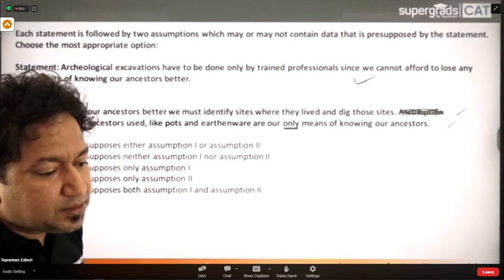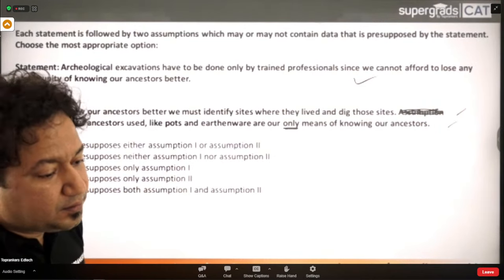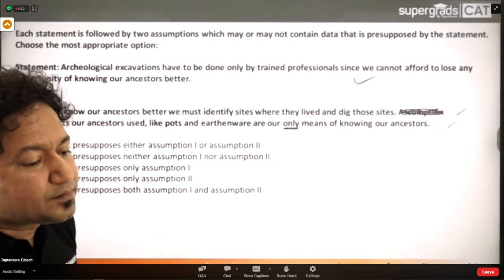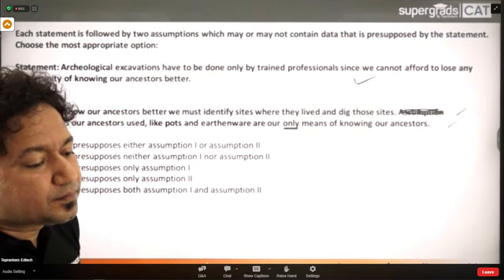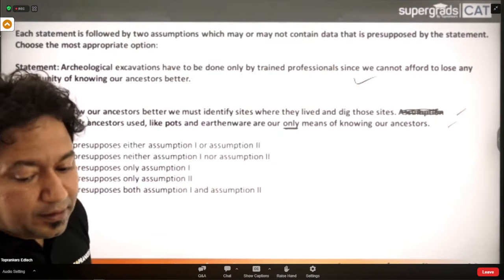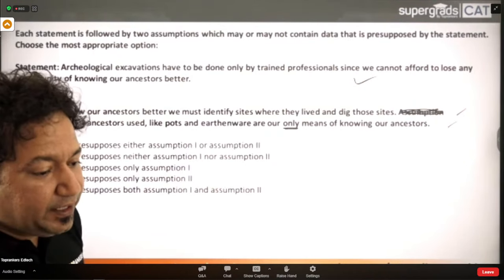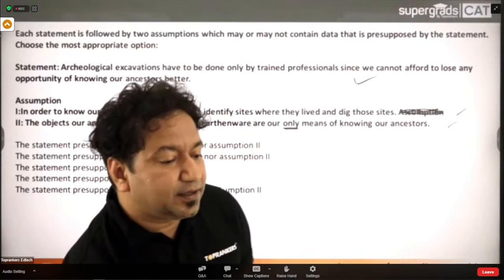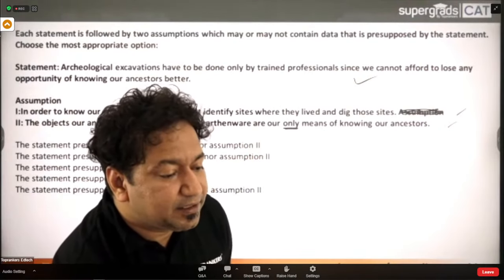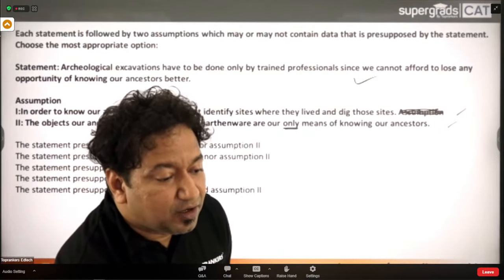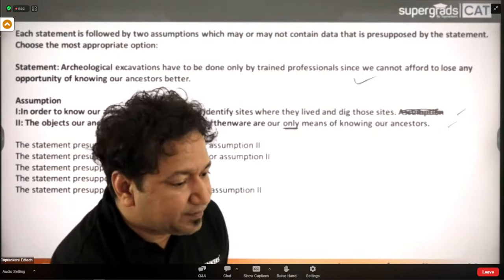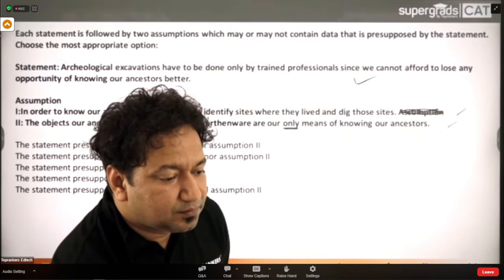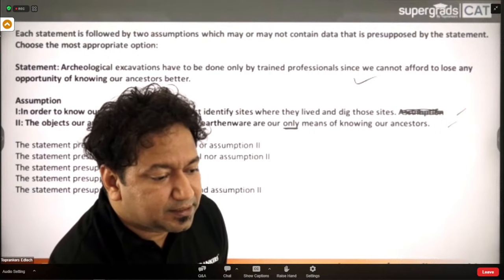Satyam says the same thing. It presupposes one, as we need knowledge of places where to excavate and how to do it, because there are different things such as currency and infrastructure ruins, which can also tell us a lot. For example, Indus Valley excavation. Very good.